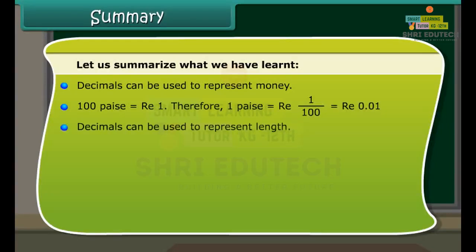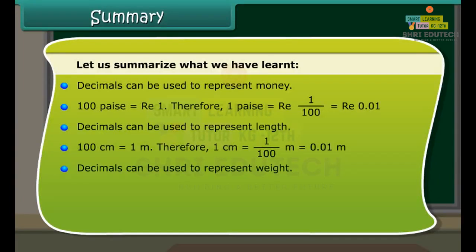Decimals can be used to represent length. 100 centimeter is equal to 1 meter. Therefore, 1 centimeter is equal to 1 upon 100 meter, which equals 0.01 meter. Decimals can be used to represent weight. 1000 gram is equal to 1 kilogram. Therefore, 1 gram is equal to 1 upon 1000 kilogram, which equals 0.001 kilogram.